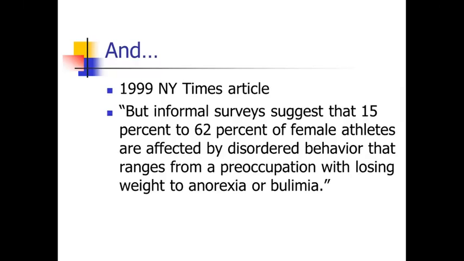So they said, but informal surveys suggest that 15% to 62% of female athletes are affected by disordered behavior that ranges from a preoccupation with losing weight to anorexia or bulimia. So that informal surveys is actually right on the money. I know that some fact checker at the New York Times actually went back and found those original sources. So they did a good job.